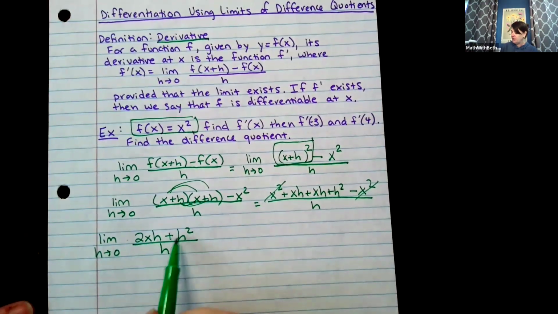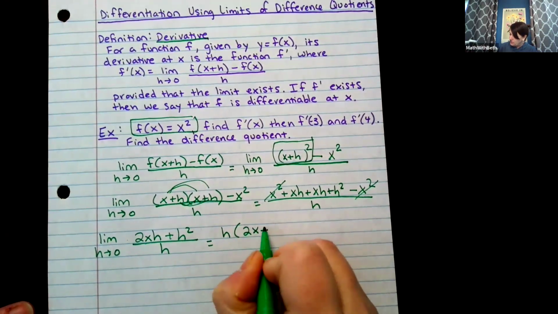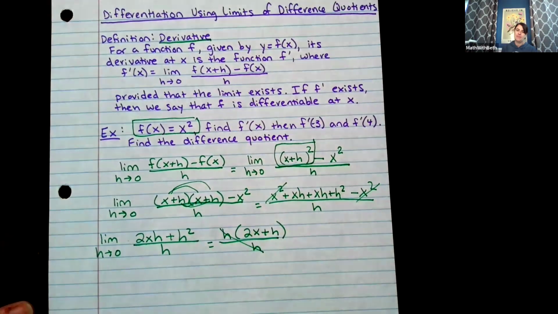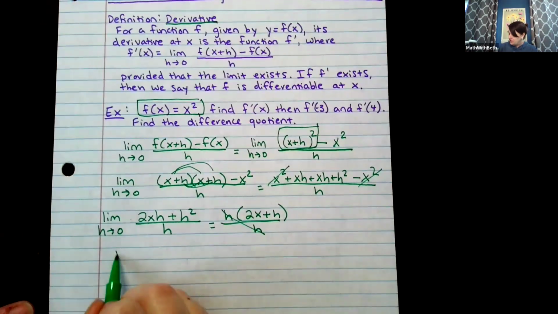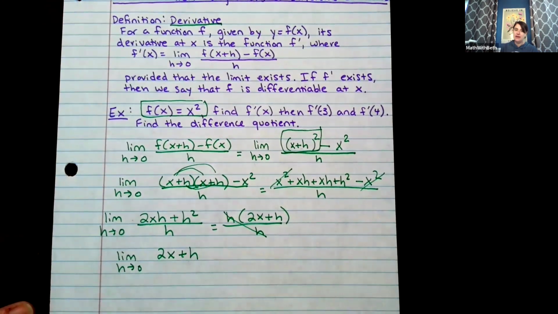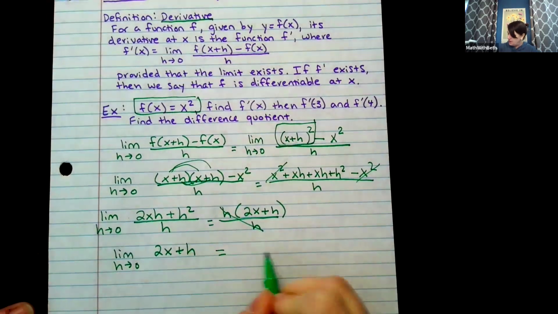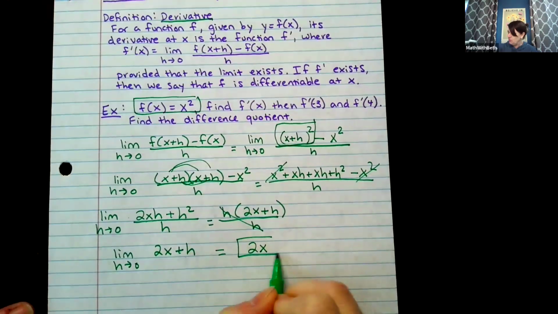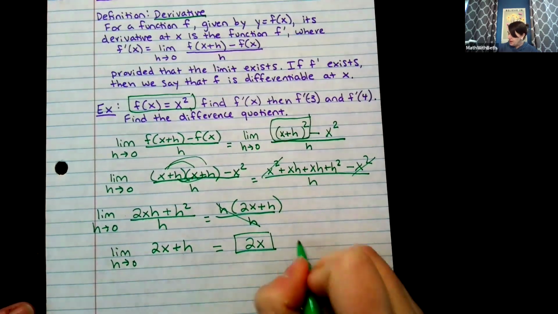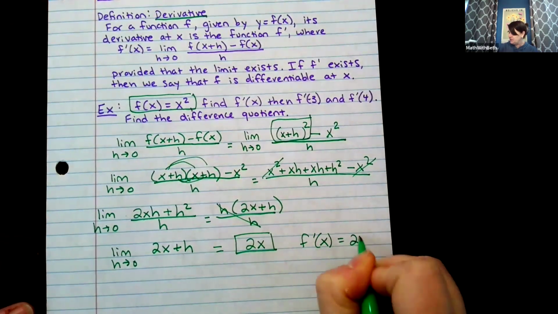And in this case, factoring would definitely help, because if I factor out the h that both things have, I can reduce it. So now I'm just going to take the limit of 2x plus h, which means I can go ahead and plug in the 0 for the h and get 2x plus 0, or just 2x. So that is my f prime, they call it, which really means the derivative.